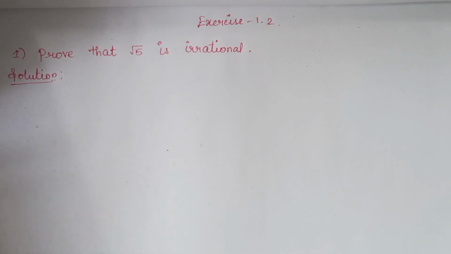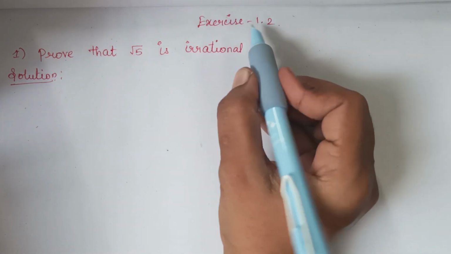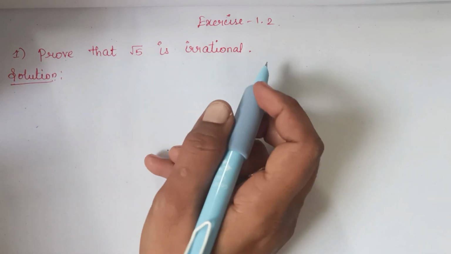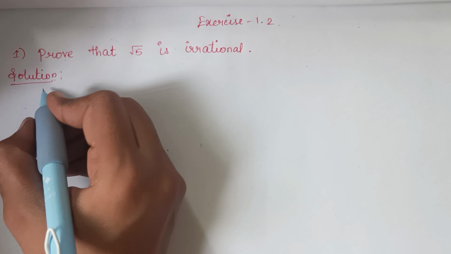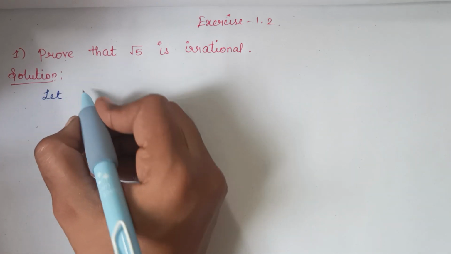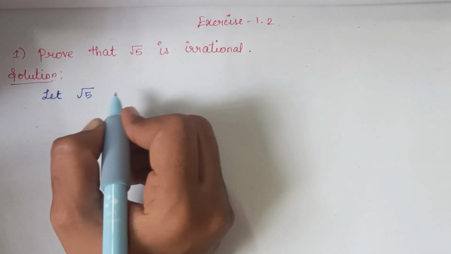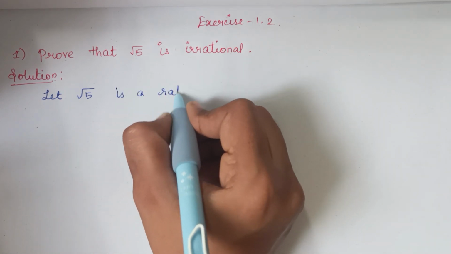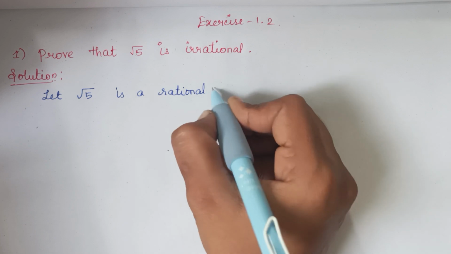Next we'll get into exercise 1.2. First one: prove that root 5 is irrational. So let root 5 be a rational number. We are just assuming that root 5 is a rational number.